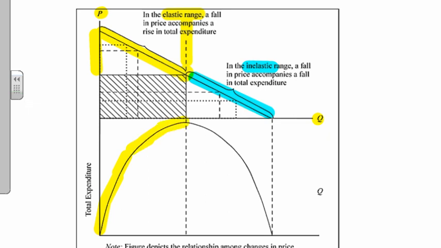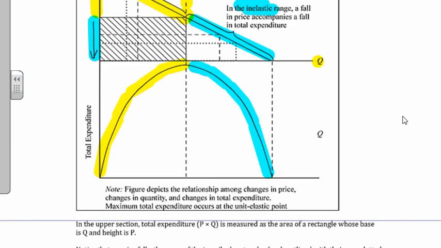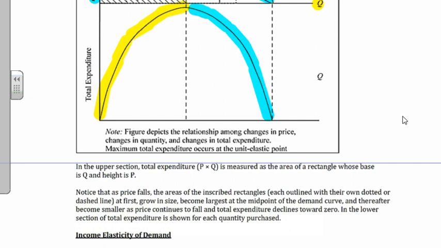When I'm now moving into the inelastic range, what happens over here? A fall in price, prices are going down. What do we notice over here? A fall in price will result in a fall in expenditure. Everybody comfortable? Okay, I'm not going to spend too much more time over there.